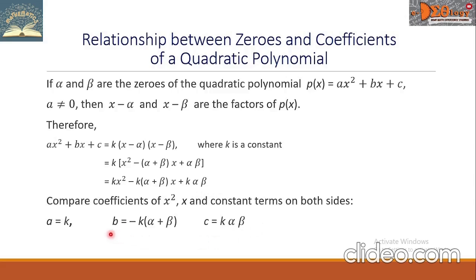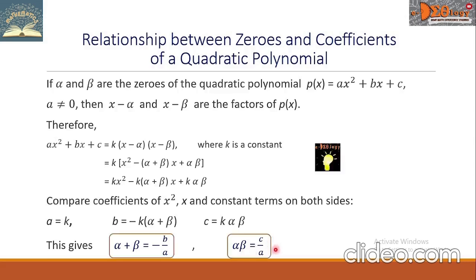When we take the ratio of b over a, we will derive the relationship that alpha plus beta equals the negative of b over a. Further, if we take the ratio of c over a, we will have this relation: the product of alpha and beta equals c over a.